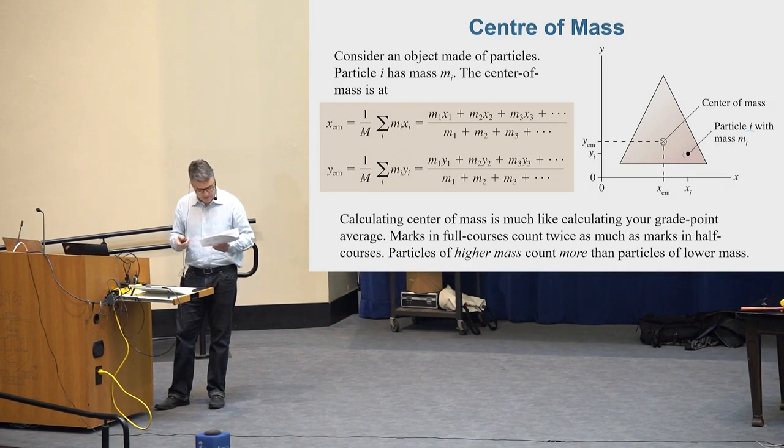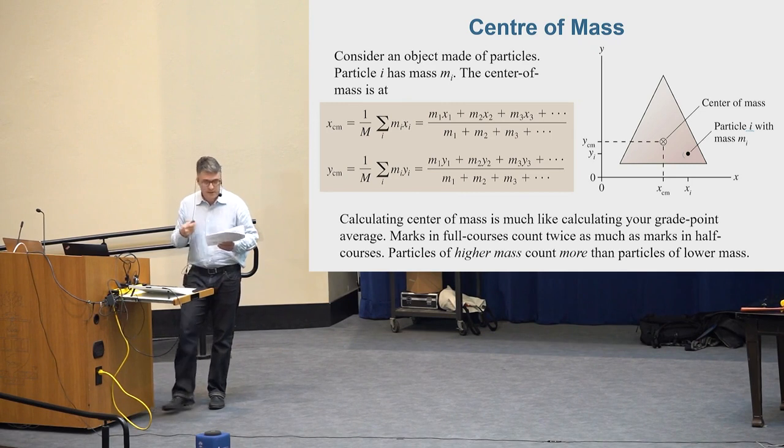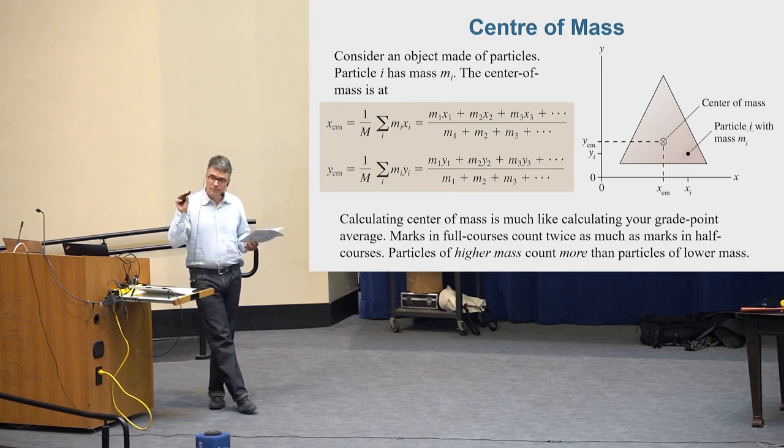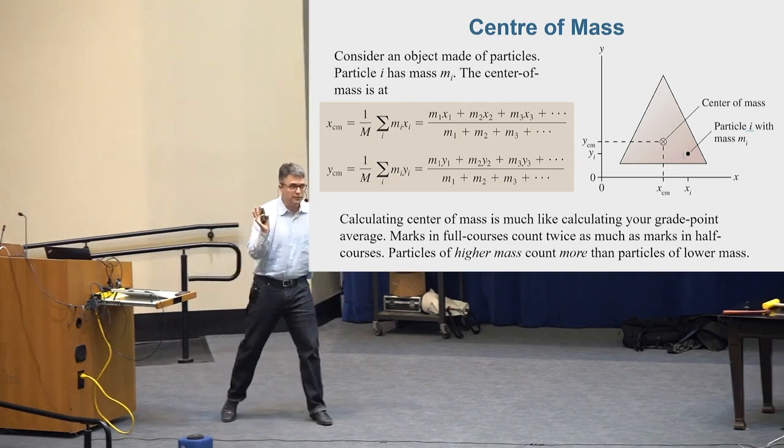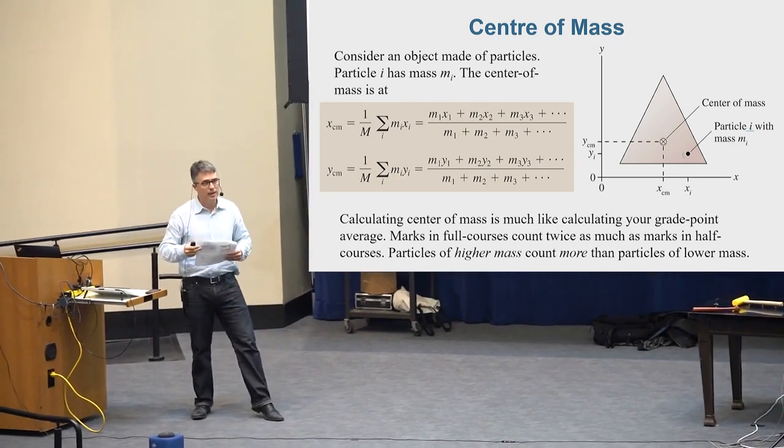Calculating center of mass is much like calculating your GPA. Marks in a full course, like the Y1Y courses, count twice as much as marks in half courses. So same for this. Particles of higher mass will count for more in a center of mass calculation. It pulls the center of mass closer to the more massive particles.